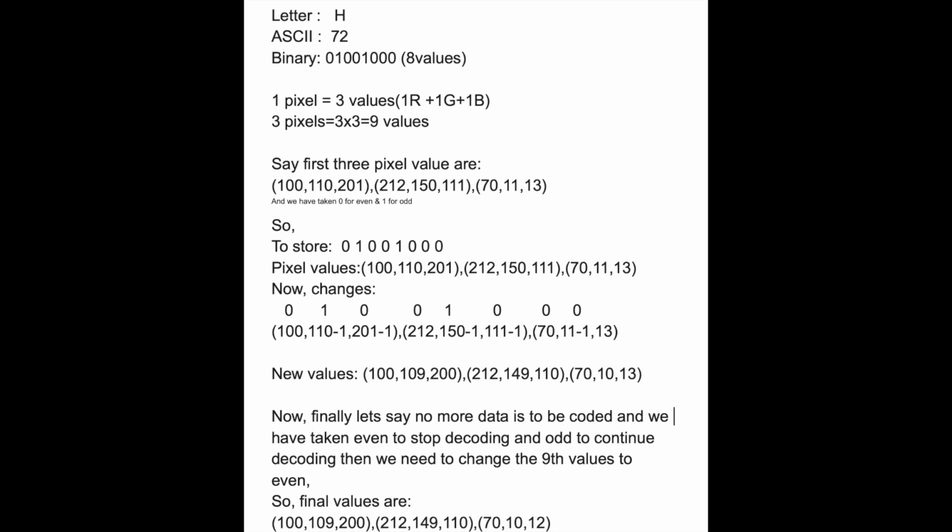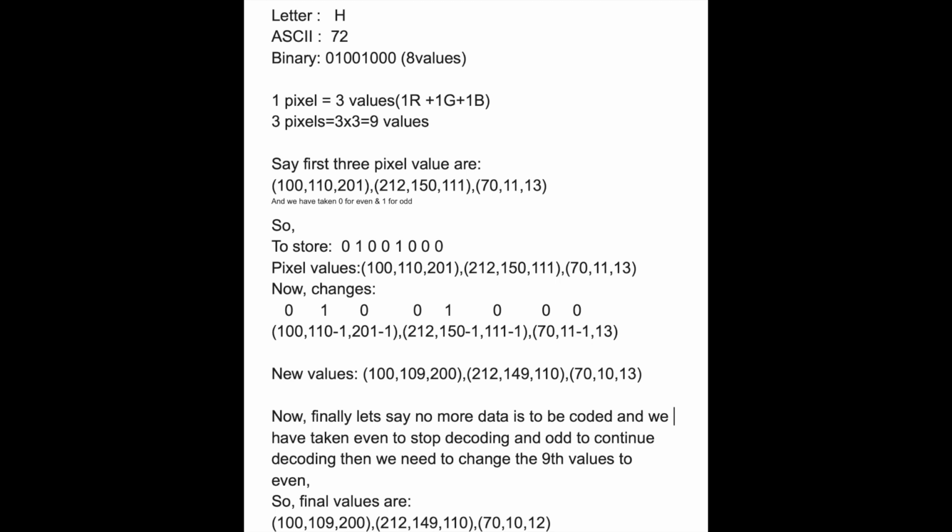So suppose you want to store H into the image. H is one character, which means 1 byte. 1 byte is equal to 8 bits, so we need 8 values to store 1 byte of data. So what we do is we take 3 pixels. 3 pixels is equal to 9 values, which is 1 more than 1 byte of data. So we use the 9th value for a very important function.